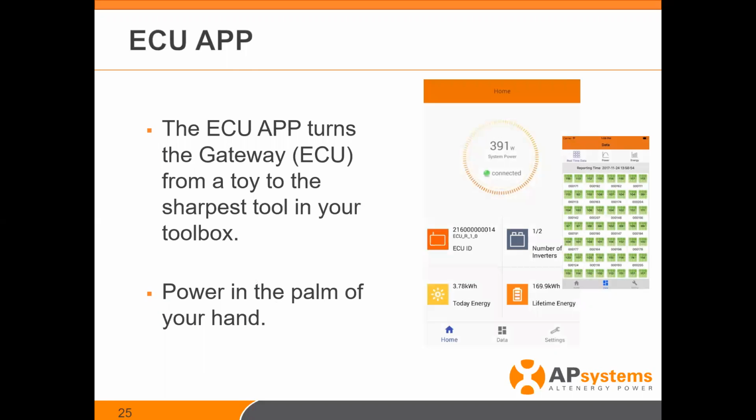So the ECU app turns the gateway from a toy into the sharpest tool in your toolbox. And I stand by that 100%. The nice thing is you're making the marriage between your phone, that application, and the gateway. You have all this information now. You're going to be able to see system power, what it's making. You see that it's connected. You'll see the serial number of the device, the rev of the device. You'll see how much power is being made today. You'll see the number of inverters that are installed, and how many are talking.